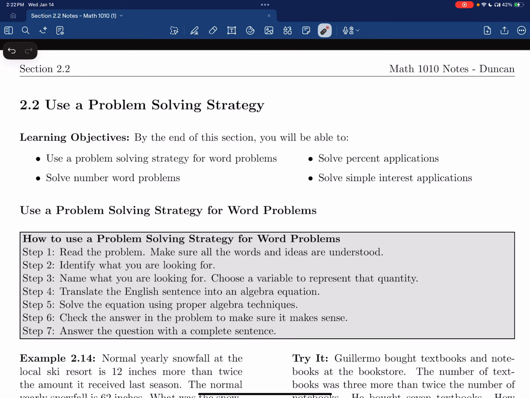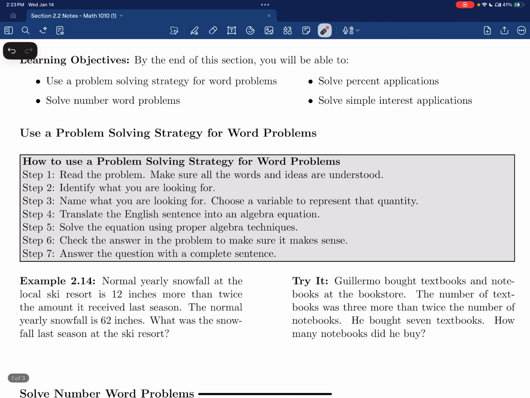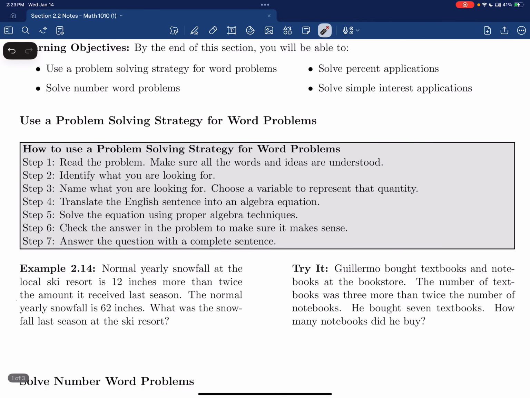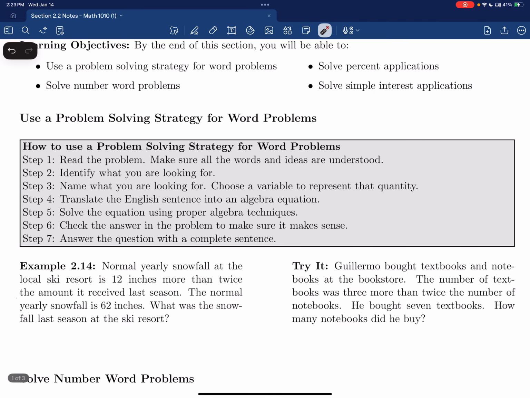This is Lesson 2.2, Using a Problem-Solving Strategy. Our learning objectives are to use problem-solving strategies for word problems, solve number word problems, solve percent applications, and solve simple interest applications. There will be a lot of word problems today, and that's for a reason. We're trying to develop your skills in different real-world scenarios of solving linear equations.